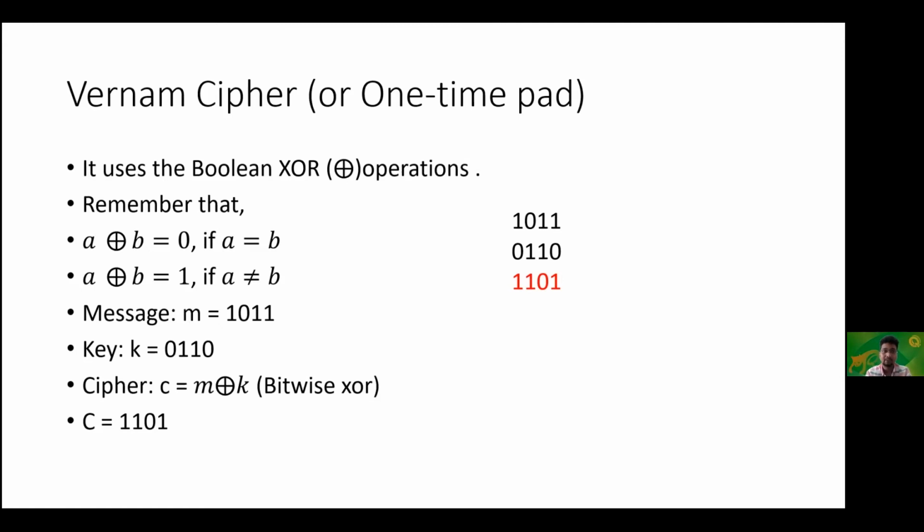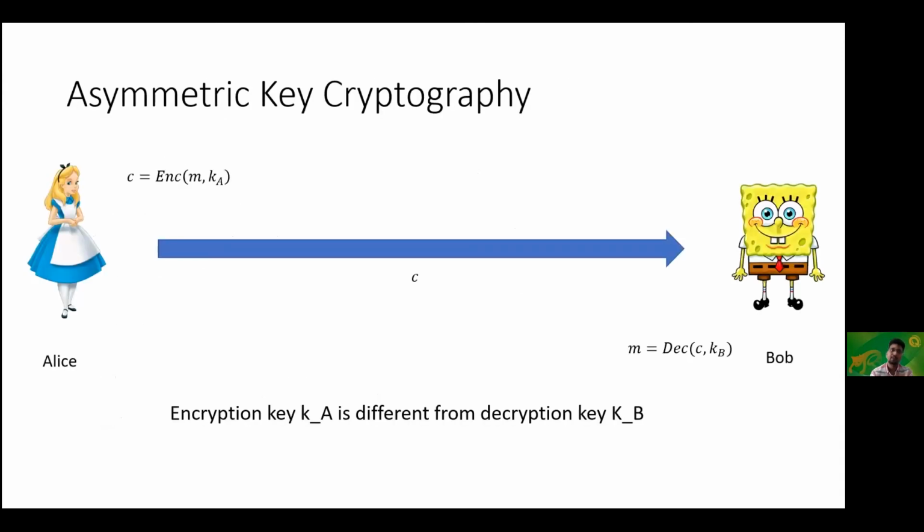This way, the Vernam cipher is secure, and we call it information-theoretically secure because guessing its password is equivalent to guessing its content. That way, it is completely secure. Now, in all the examples that we saw, both the encryption and decryption keys were the same.